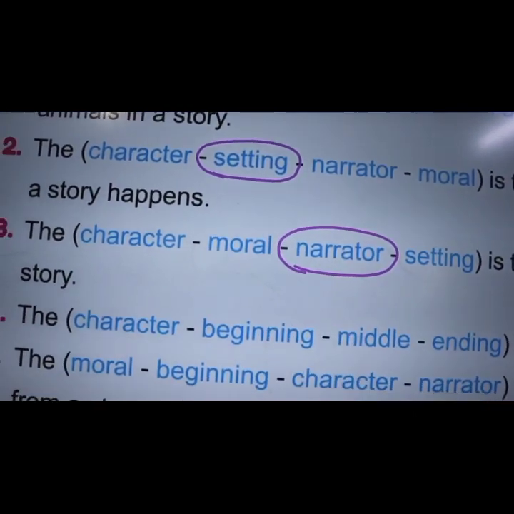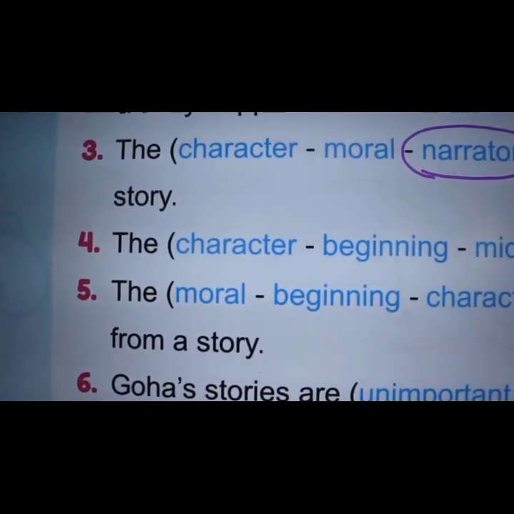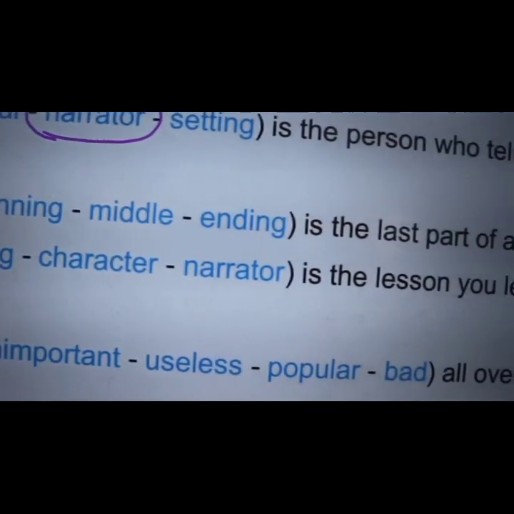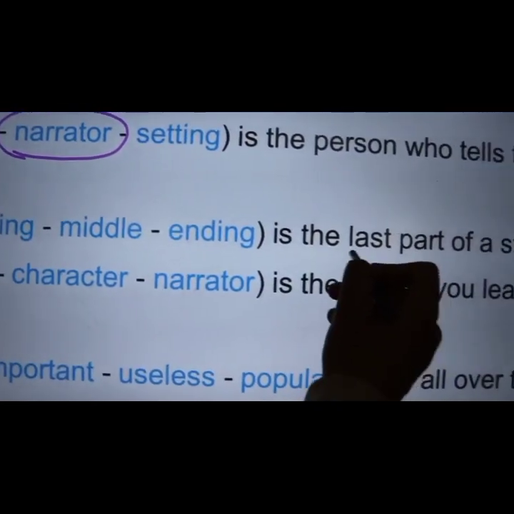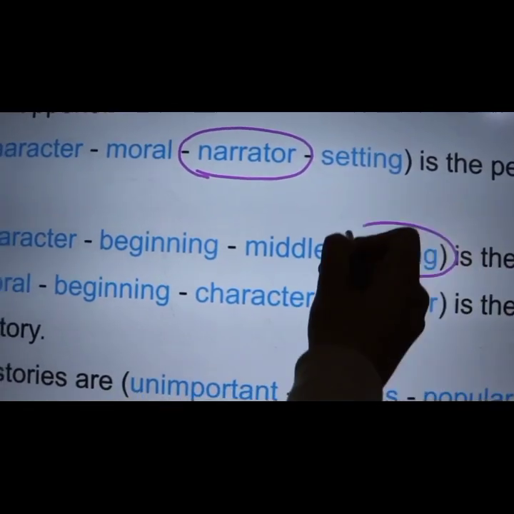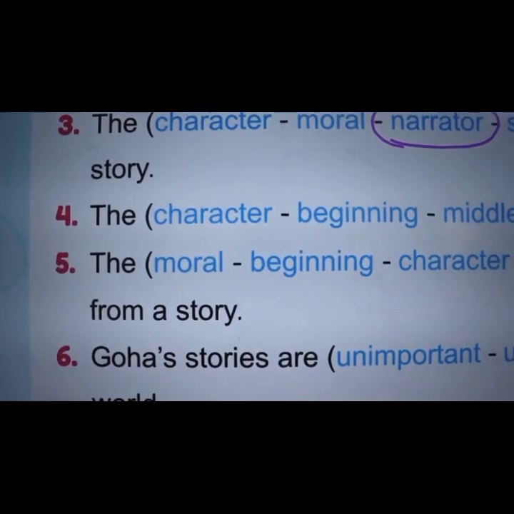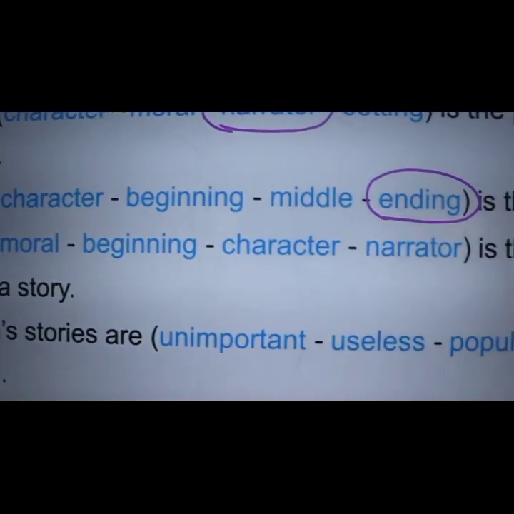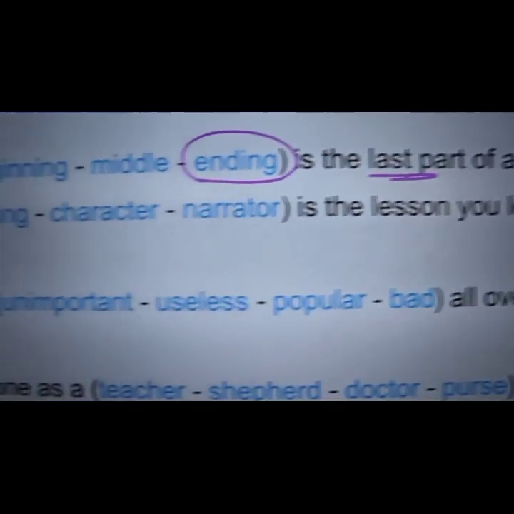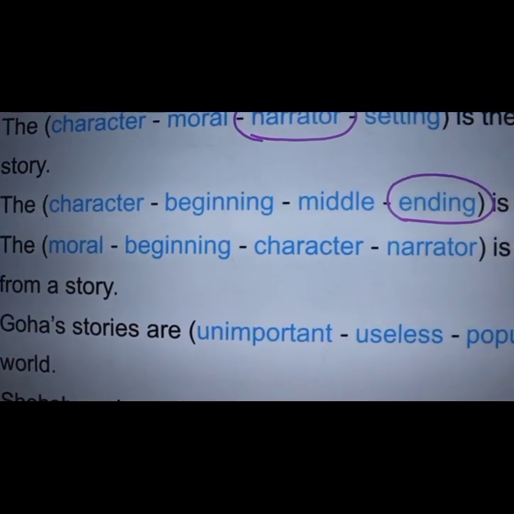The answer is narrator. Number 4, the character or beginning or middle or ending is the last part of the story. We must note here the last part, so it's the ending. Sentence number 5, the moral or beginning or character or narrator is the lesson you learn from a story. The lesson we learn from a story, we call it a moral.